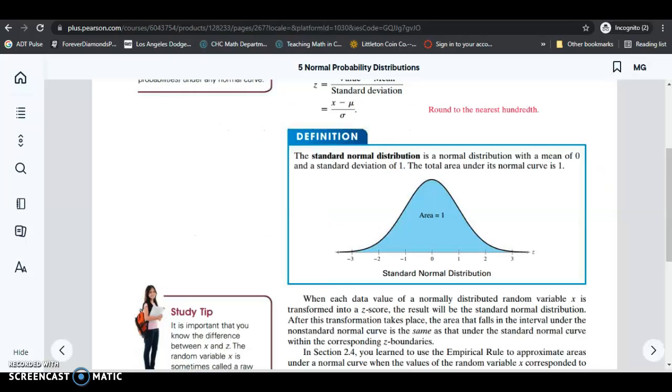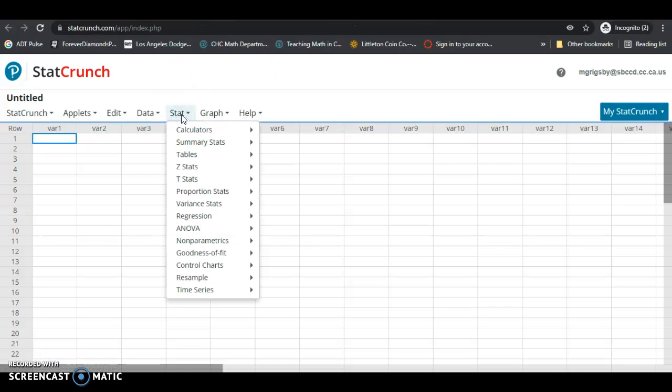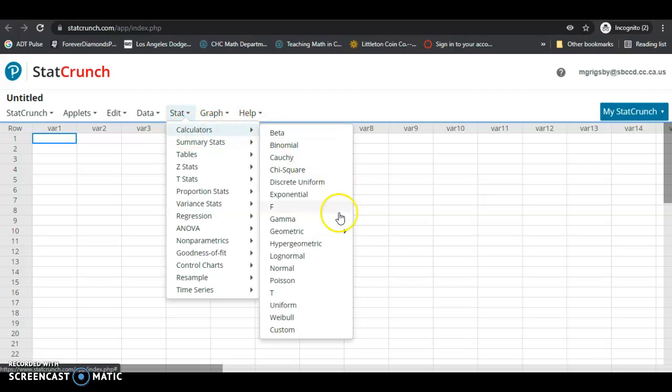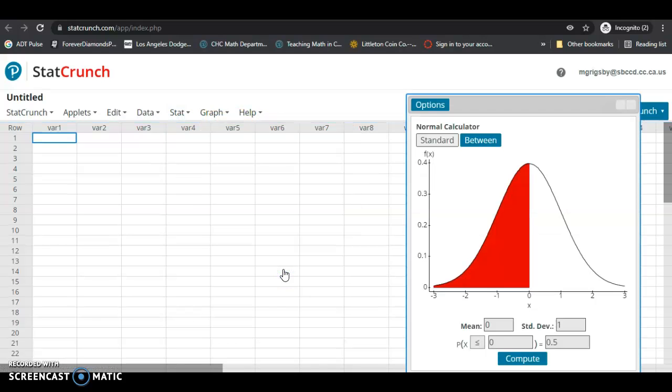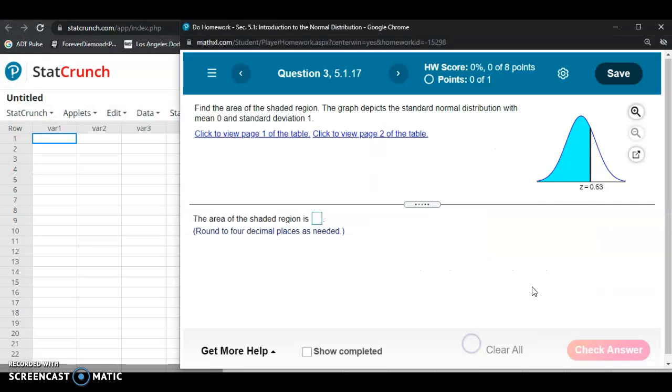We're going to use the normal distribution calculator in StatCrunch. We're going to go to the Stat menu, Calculators, and select Normal. Since we're working with the standard normal distribution, the mean is always going to be 0, and the standard deviation is 1, so we're not going to change those. And we want to find the area to the left of z equal to 0.63.